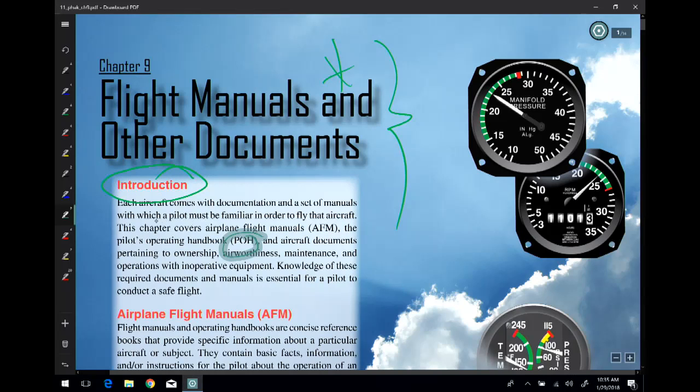Then from this, we also understand this part. These are going to be things that a pilot must be familiar with in order to fly an aircraft. You've got to either know certain things or at minimum know where to go to find the answer.